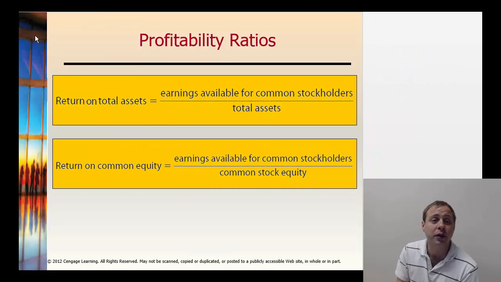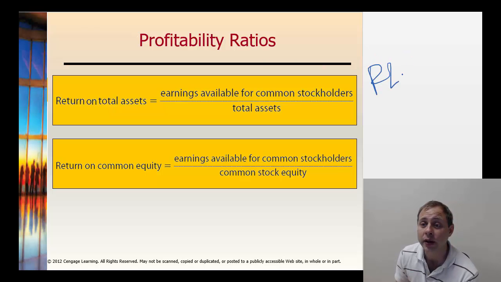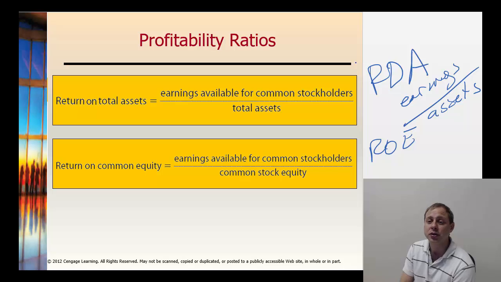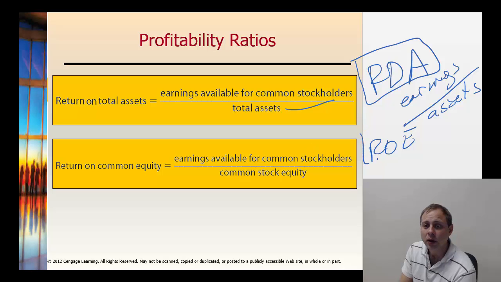Profitability ratios. Profitability ratios are very common. They are known as ROA, return on assets, which, a simplified way to say this, is going to be earnings divided by assets. Nice and simple. Or we do ROE. ROA measures all our assets. Obvious, it says right here, total assets. And ROE measures common equity.